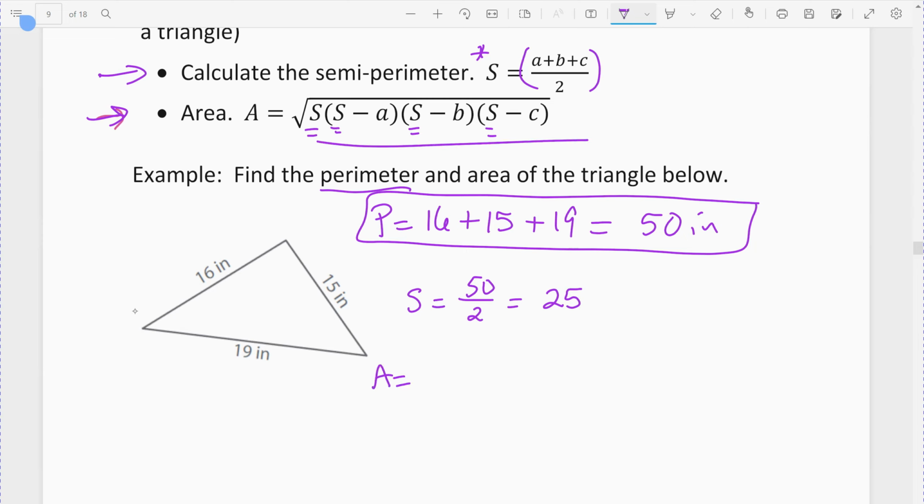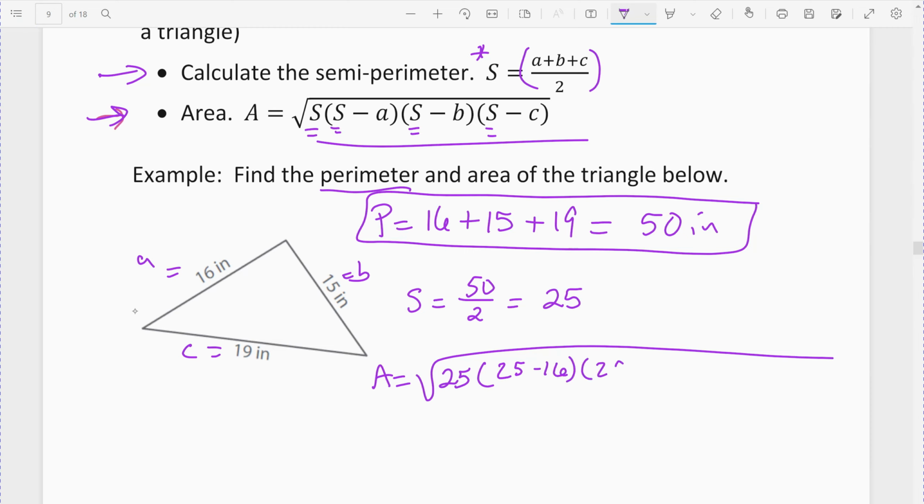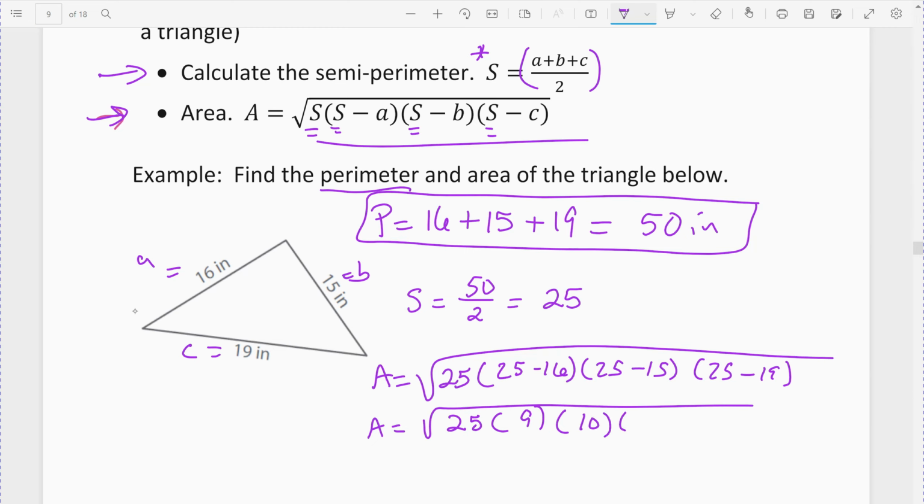Now find my area. I plug it into that formula, and again, you could call your sides whatever you want. I'll let this side be A, this side B, this side C. We just carefully type it into the formula. 25 is my semi-perimeter, and then it's 25 minus 16, 25 minus 15, 25 minus 19. Again, I would suggest simplifying the parentheses at the very least. So it's 25 times 9 times 10 times 6.